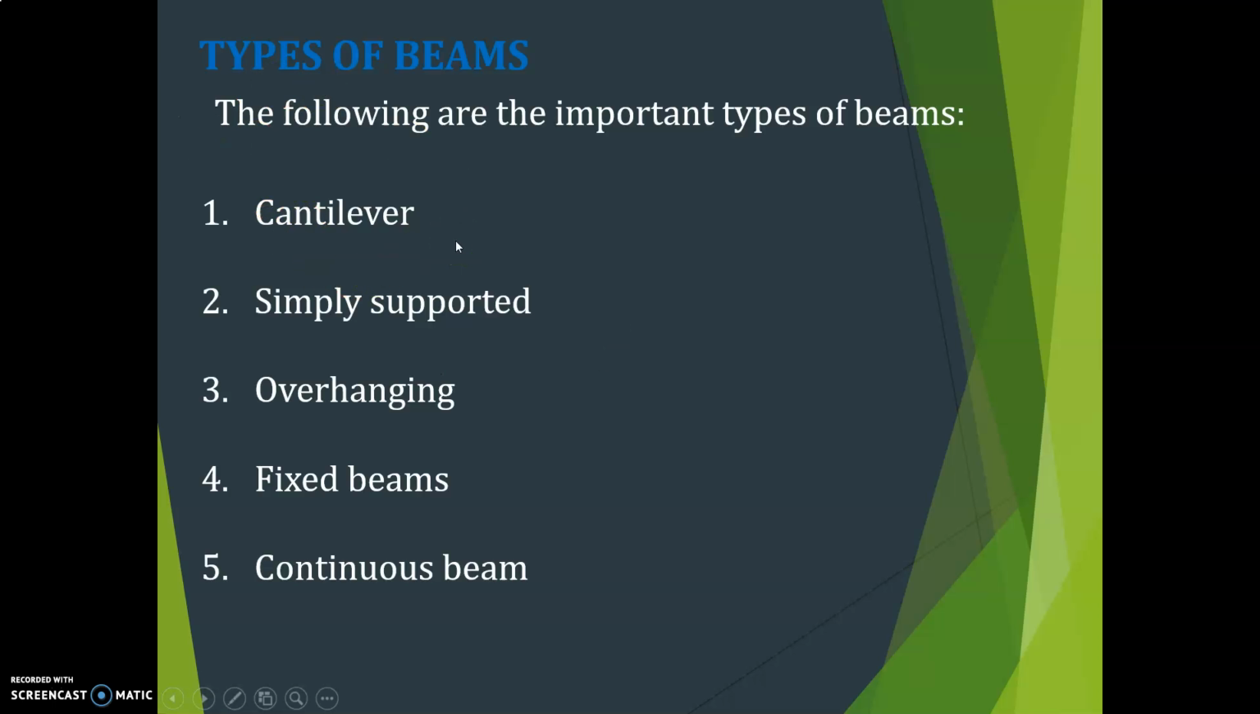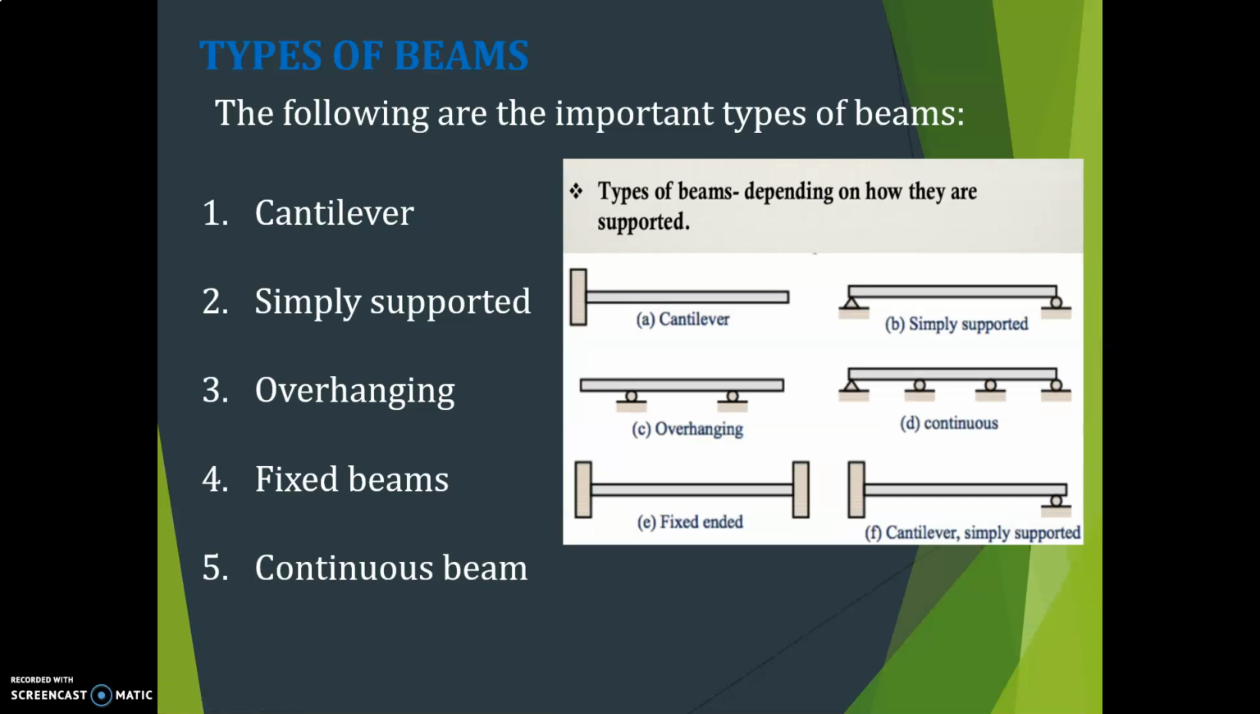Okay, and one more type: these are the types of beams, by how they are supported. This is cantilever, where one end is fixed and the other end is free. This is cantilever. This is simply supported. This is overhanging, continuous, fixed, and this is cantilever or simply supported. Okay, these are the different types of beams.